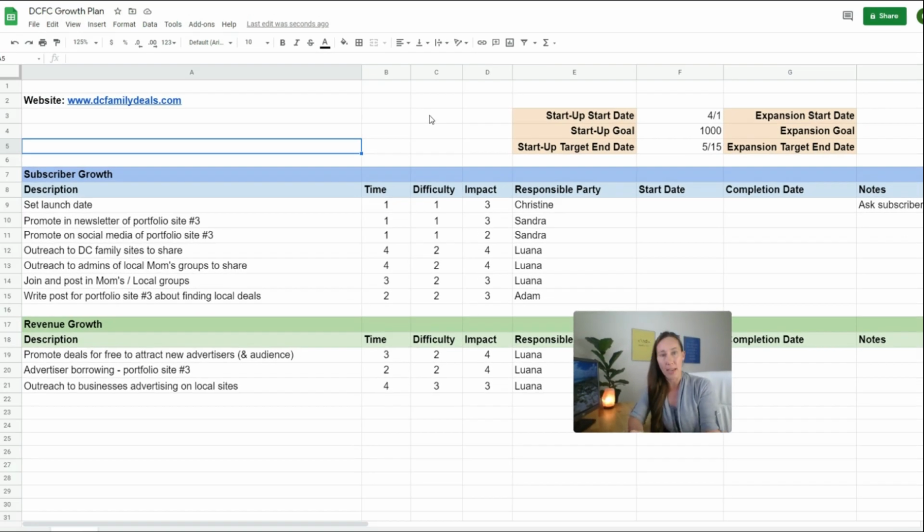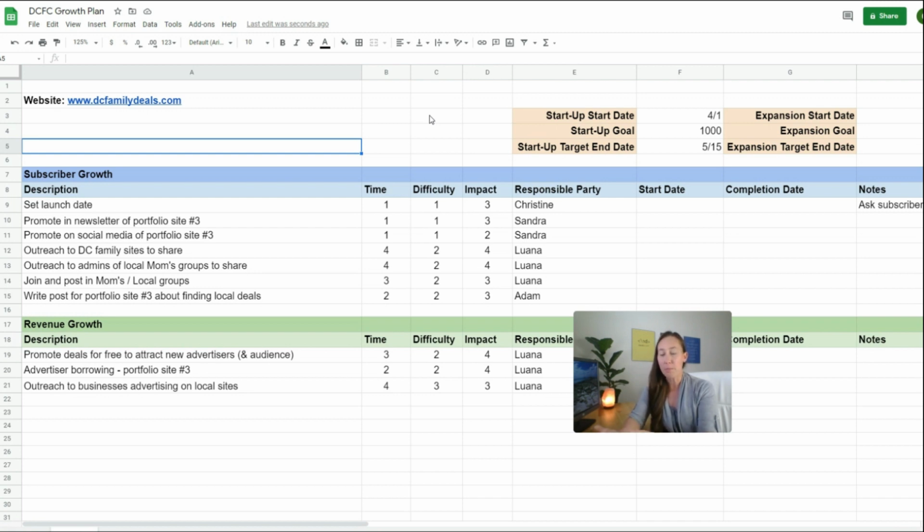Now, a growth phase is what do we need to grow to make this site really ultimately work? Sometimes you're going to have different phases, but mostly you're going to fall into two phases, which is what we have here. This is our audience, or in this case, subscriber growth, and this is our revenue growth phase.